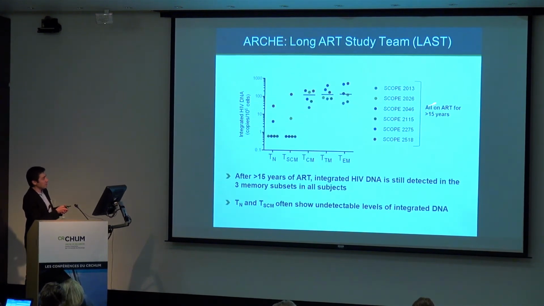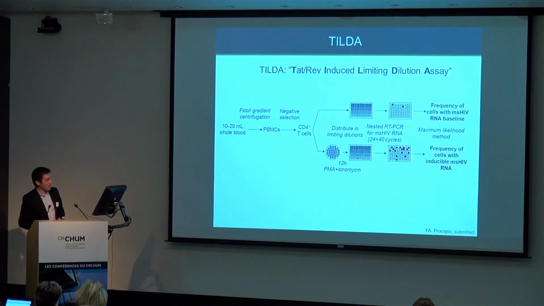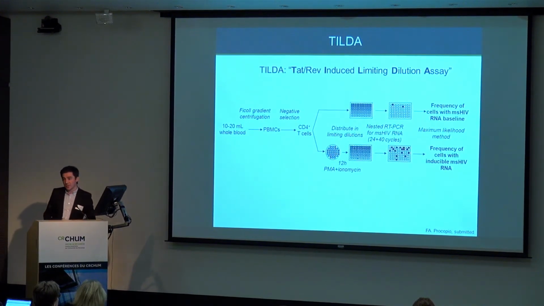And we recruited 6 patients who have been on ART for more than 15 years. Again, we sorted the different subsets, and this time we also sorted the stem cell memory cells that have been described quite recently. What we found is that still, after 15 years of ART, integrated HIV DNA was still detectable in central memory, transitional memory, and effector memory cells, with a lower infection frequency in the naive and stem cell memory subset. So integrated DNA is great, but not enough.